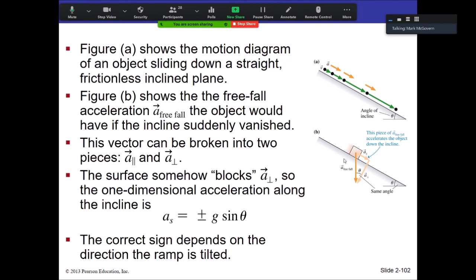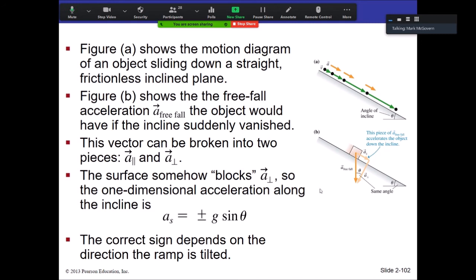Now, I worked this out here for you as an example, but you never need to work this out again. Just always know that if there's inclined motion, your acceleration is g sine theta. Now, I did put a plus or minus here because it depends on what you call positive or negative.